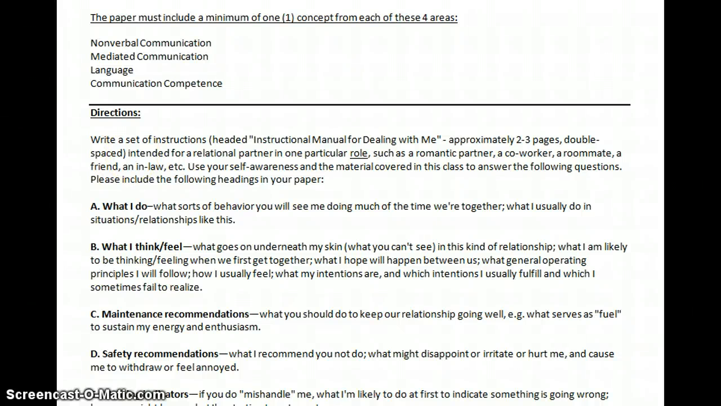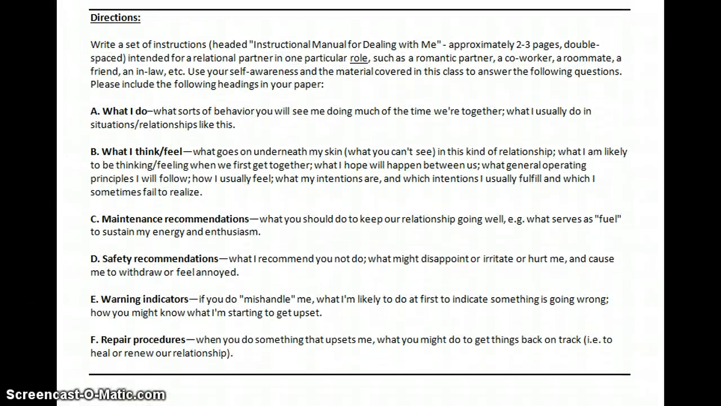So each of the headings need to be included in your paper, and you can just include these as a section. You can underline, you can bold them, and you can use these as your sections. You do not need transitions between each of these 6 sections. It can be written very similar to an actual instructional manual. So the first section that you're going to write on is what I do.